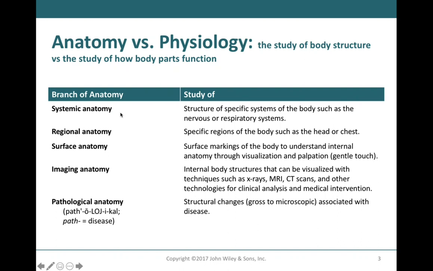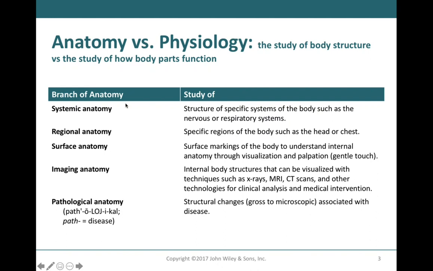So systemic anatomy refers to the structure of all of our body systems together. For example here, the structure of specific systems, such as the nervous or respiratory system. So we will come to learn that there are 11 different body systems. We have the nervous system, the respiratory system, the cardiovascular system, the muscular system, and the skeletal system, and even more. And so systemic anatomy refers to the study of one of these specific systems. That's what we call it, systemic anatomy.